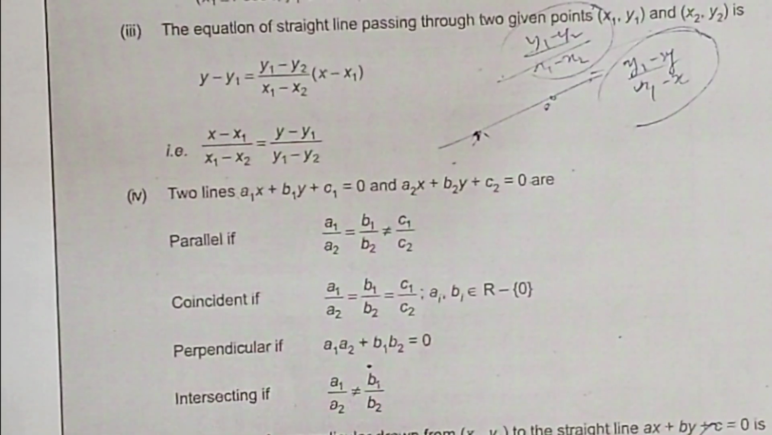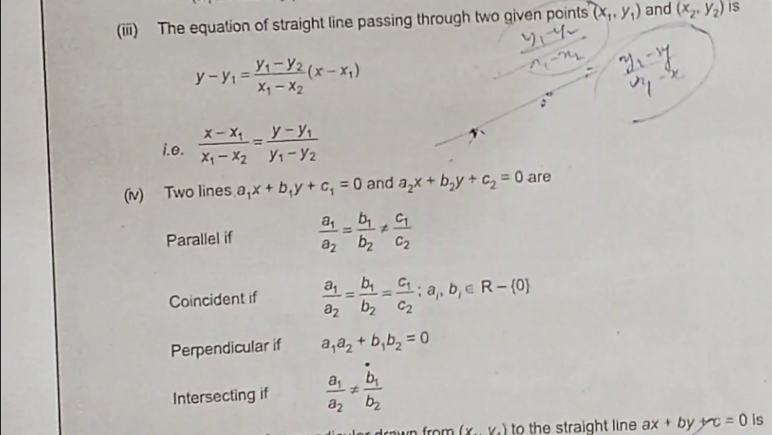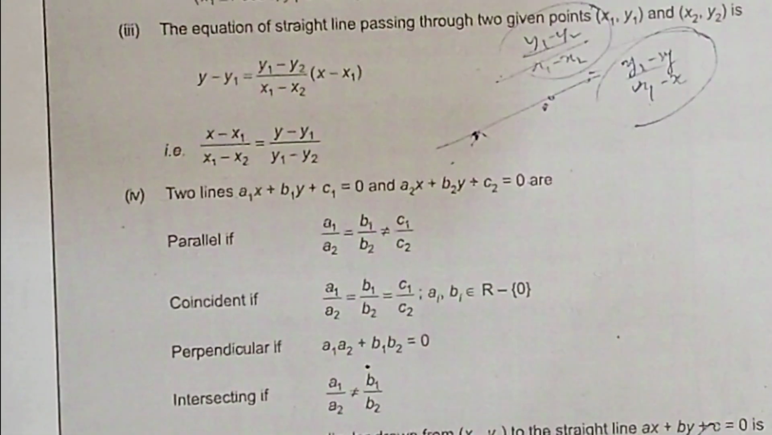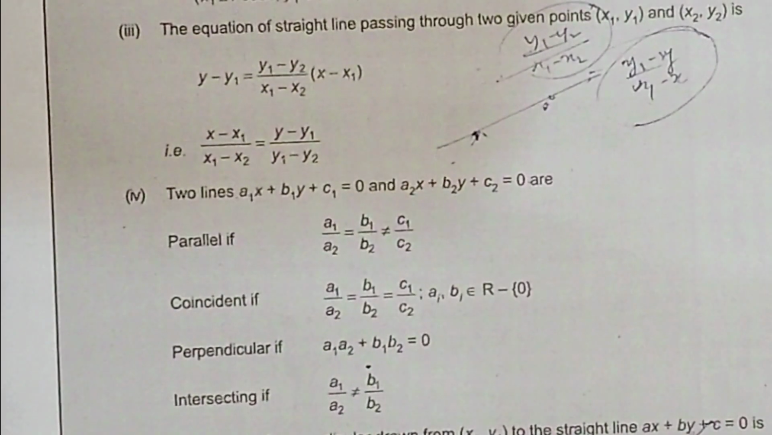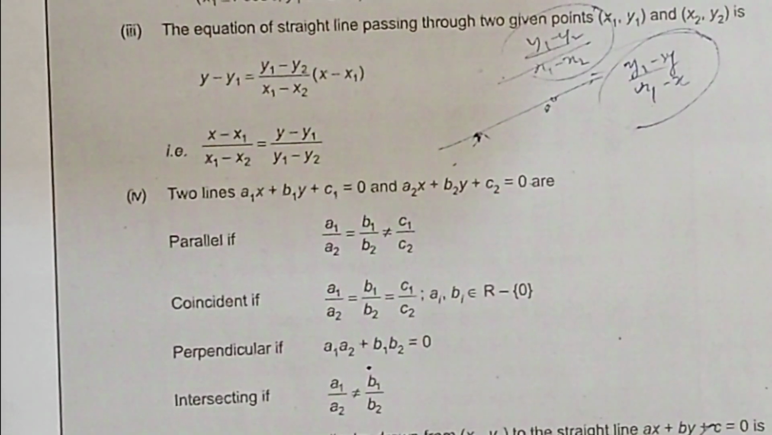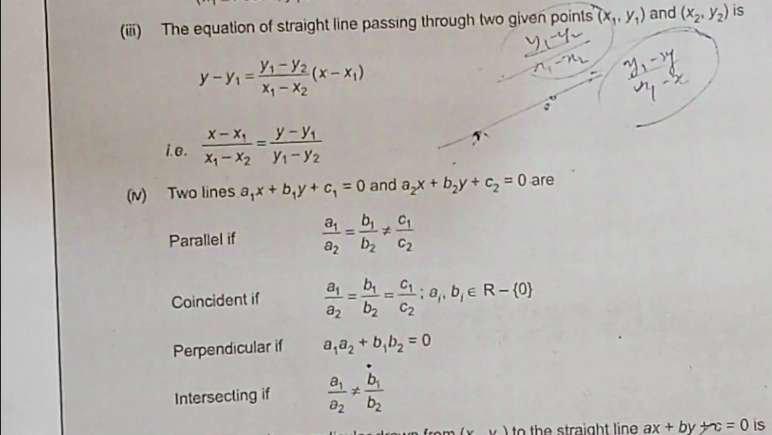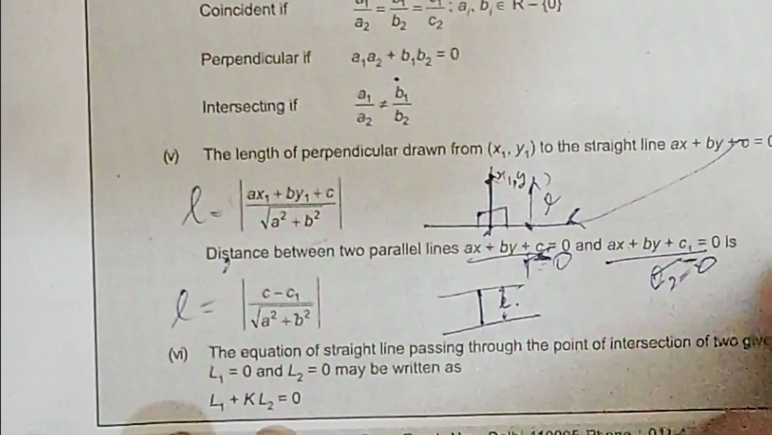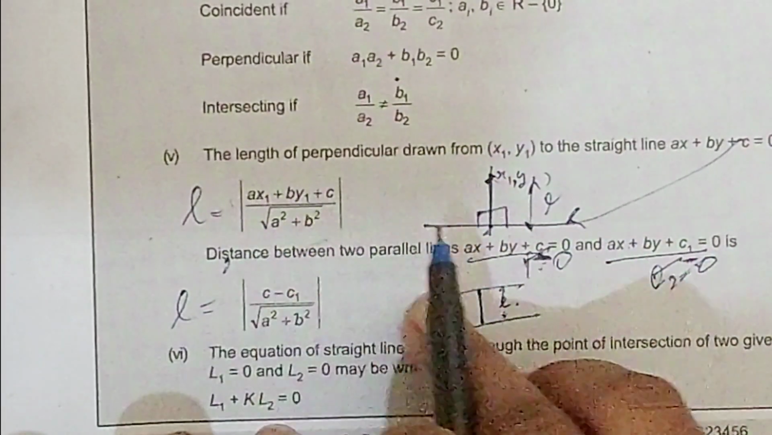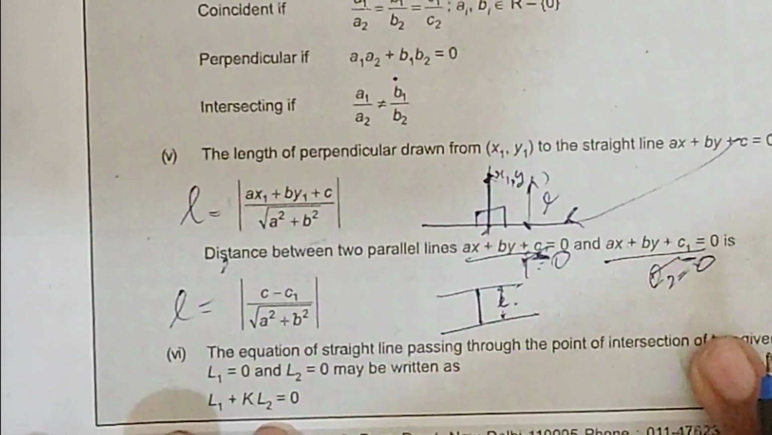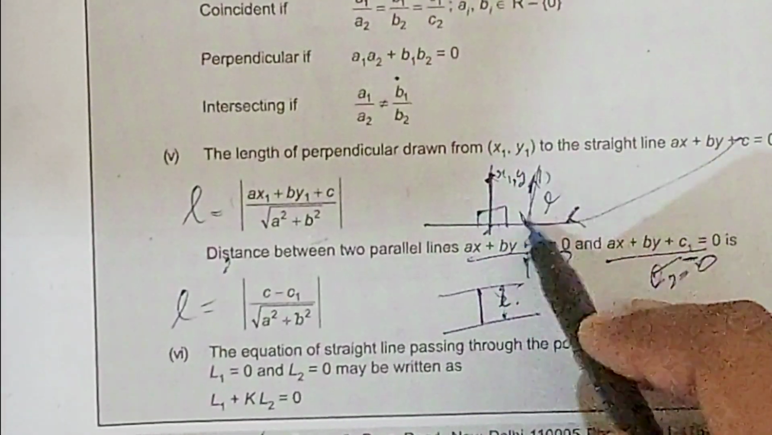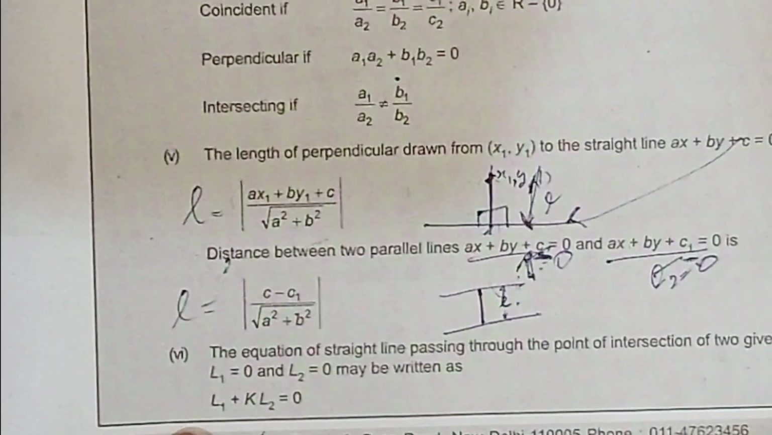Simple. The equation of the straight line passing through the point of intersection of the 2 given lines, L1 is equal to 0 and L2 is equal to 0, may be written as, suppose this is the first line and this is the second line. You didn't get me? Sorry. The equation of the straight lines, that was what I was telling you about. So now, just look at it. Okay, it's simple. I was telling about this one and I forgot to give it.